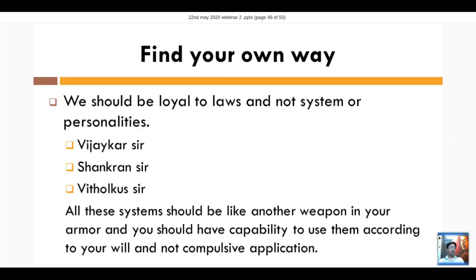So this thing is very important. So find your own way. We should be loyal to the laws and not to the symptoms and personalities. Vijayakar sir, Shankaran sir, Vithalkar sir, all these symptoms should be like a weapon in our armor. And not used out of compulsion and mental programming.